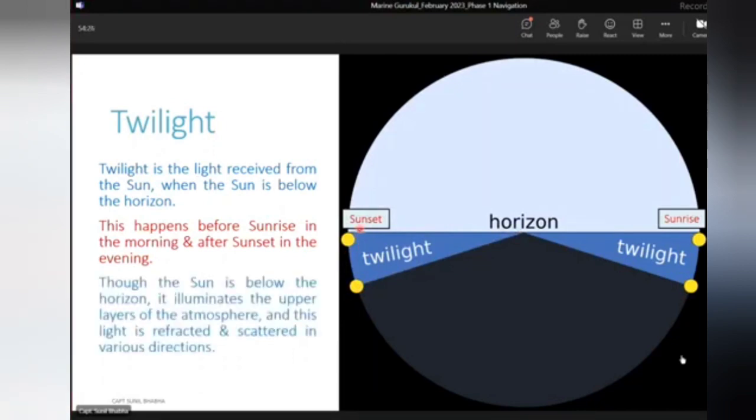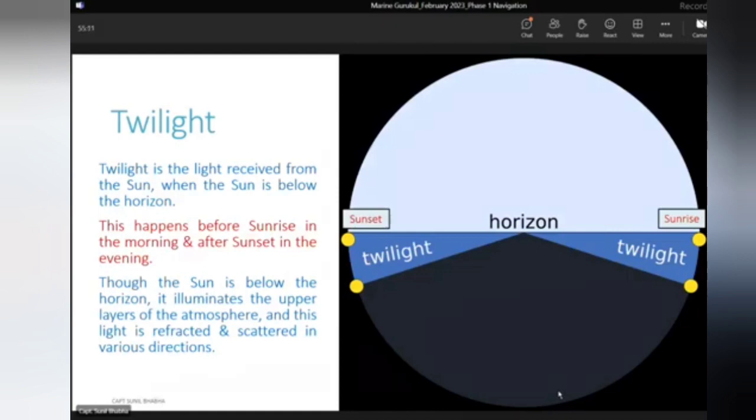Now, even though the sun is below our horizon, it still illuminates the upper layers of the atmosphere. Now, this happens because of the refraction and scattering principle. The light undergoes refraction in the atmosphere and it gets scattered in various directions, because of which we are able to see the light even after the sun has set or the sun has gone below our horizon. So up to here is clear, beta?